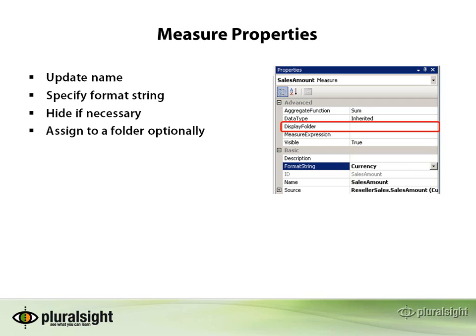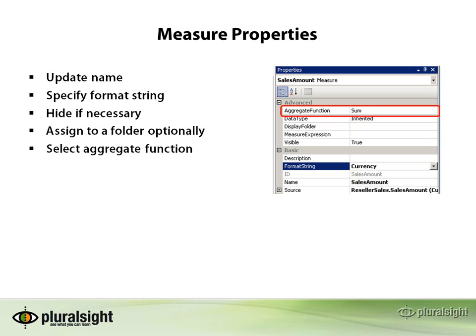If we have a lot of measures in a measure group, we can organize those measures into groups by specifying a display folder. The first time we reference a folder, we type in the name here, but afterwards, the folder will be available in a drop-down list so that we can assign it to other measures.